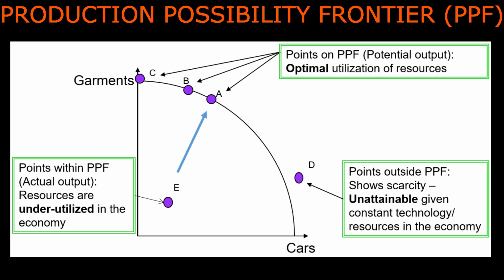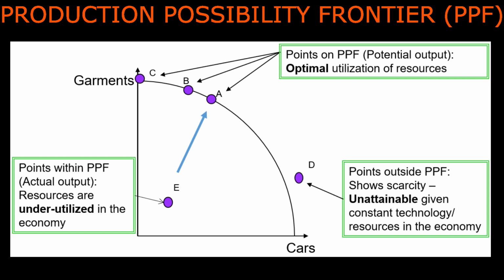It doesn't mean that A is better than B or B is better than C. It's just a different quantity of the goods being produced. But as you can see, they are lying on the PPF curve itself, so this would mean that you have fully utilized your resources. Otherwise, if you see point E, it is located within the PPF. This would indicate that resources are underutilized, hence leading to an underproduction of garments and cars.